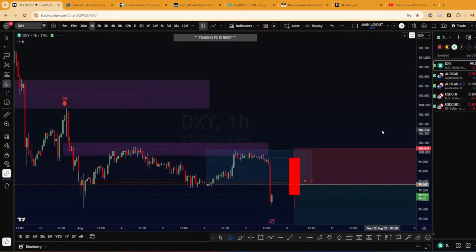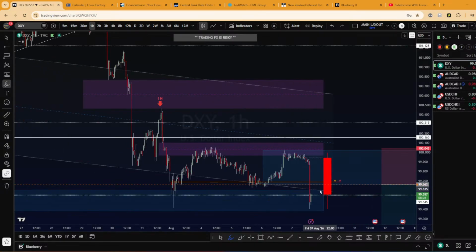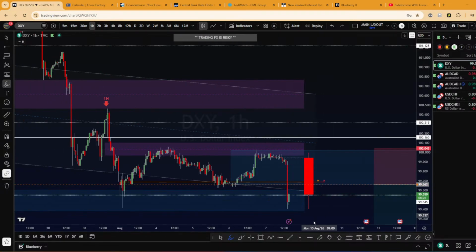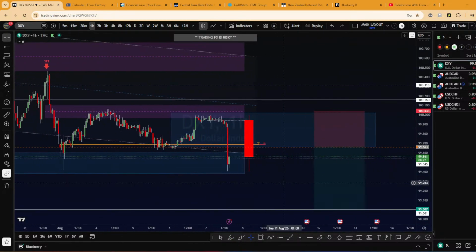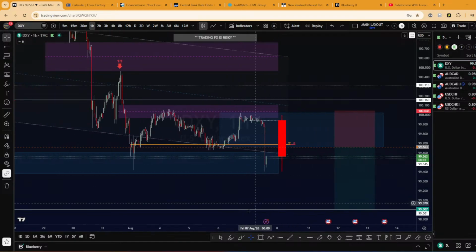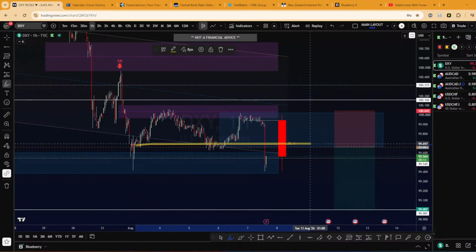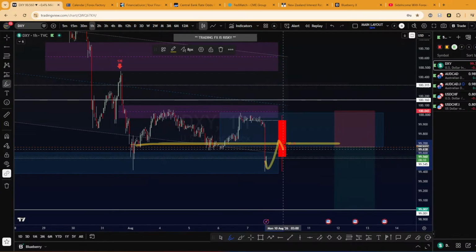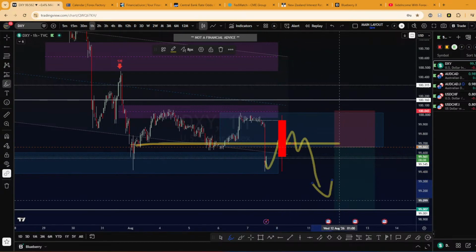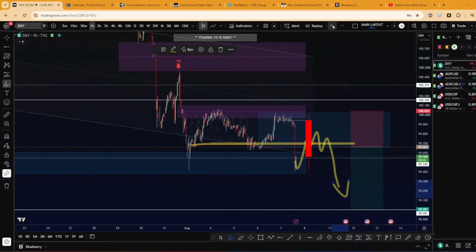Let's look at DXY. Yeah, DXY is retracing effectively. I want to see the DXY hold around this weekly and monthly open. If we can see a rejection here, it will be very, very interesting.